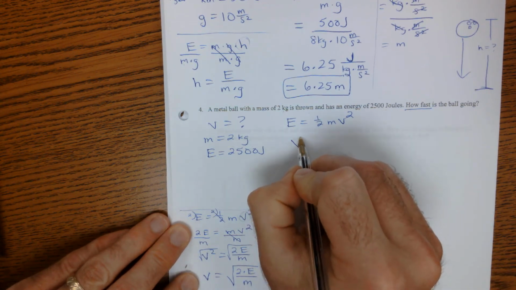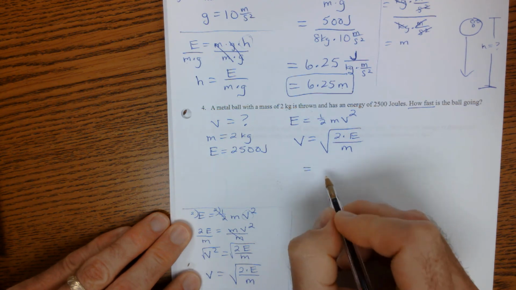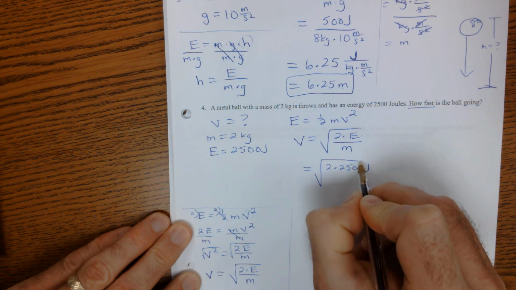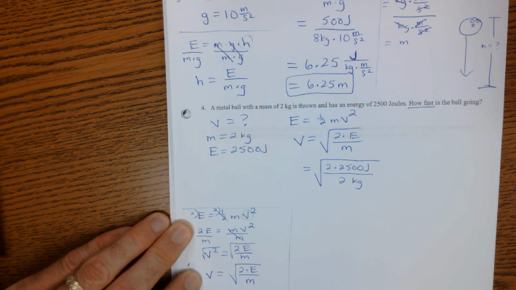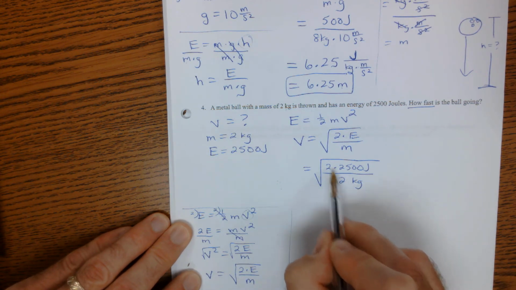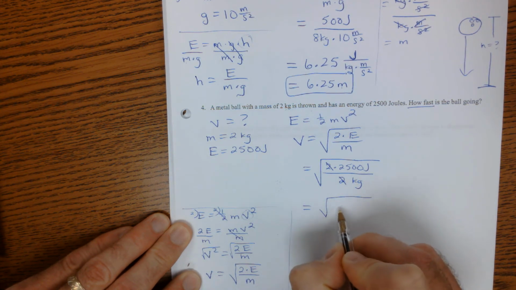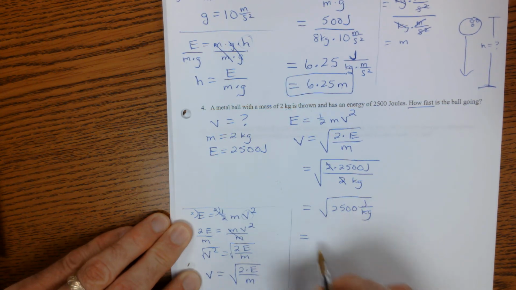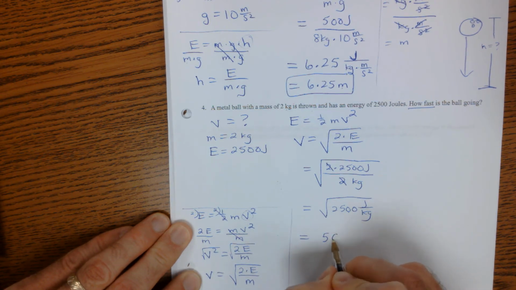v equals the square root of 2 times e over m. And now we can just simply plug our numbers in and hopefully we get the correct answer here. So we're going to have 2 times 2,500 joules all over 2 kilograms. Now that worked out pretty slick because these just happen to cancel. So these 2's are going to cancel. And I'm going to end up with the square root of 2,500 joules per kilogram. All right. The square root of 2,500, if you punch it into your calculator, is going to end up being 50.